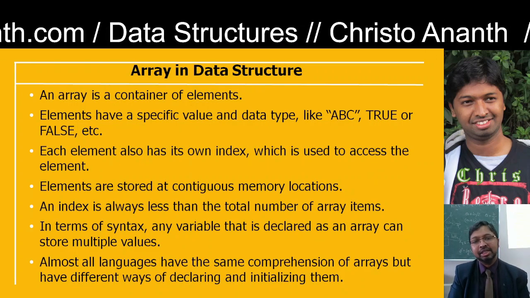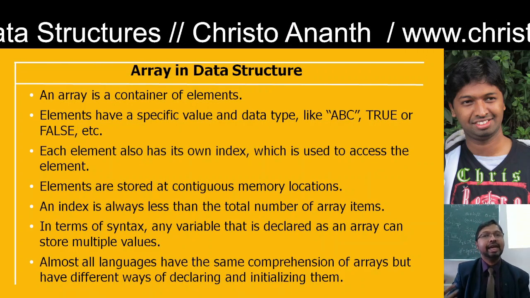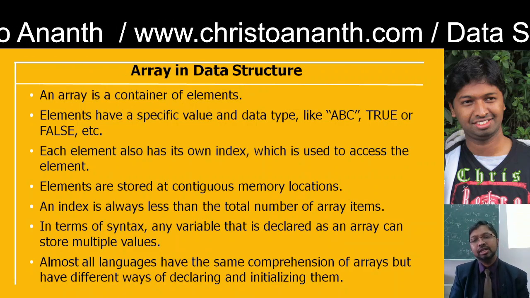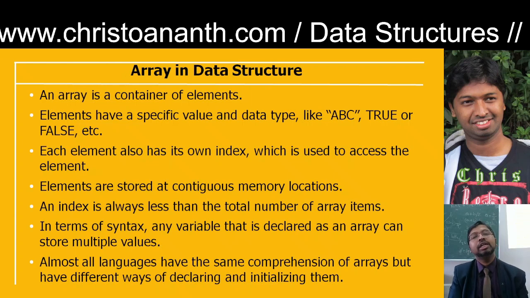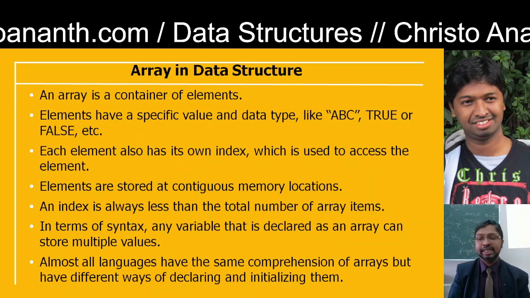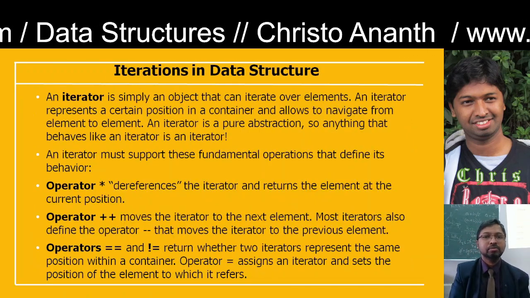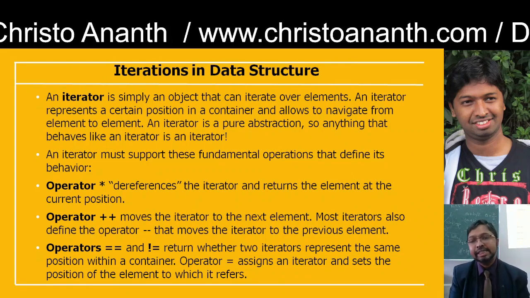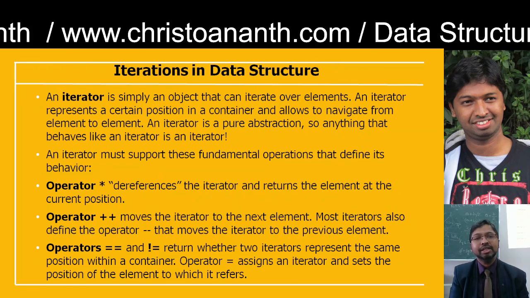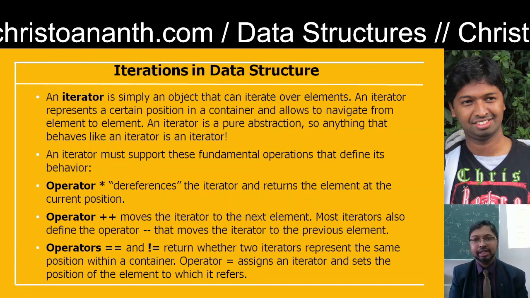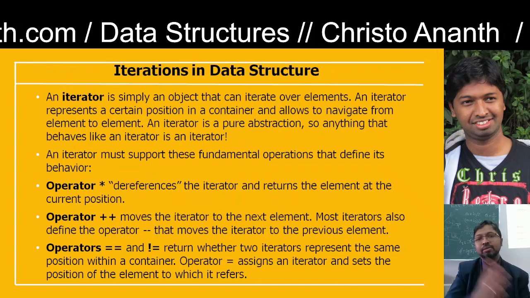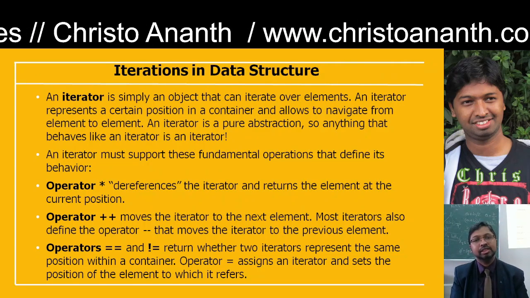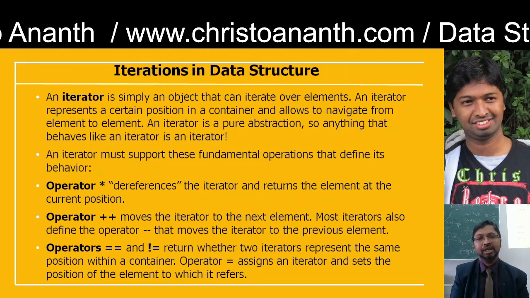In terms of syntax, any variable declared as an array can store multiple values, and almost all languages have a comprehension of arrays, but with different ways of declaring and initializing. Then you have iterations, which is how an object can iterate over elements. An iterator represents a certain position in a container, and generally you can navigate from element to element. So an iterator is nothing but a pure abstraction. Generally you can iterate, add, increment and so on.